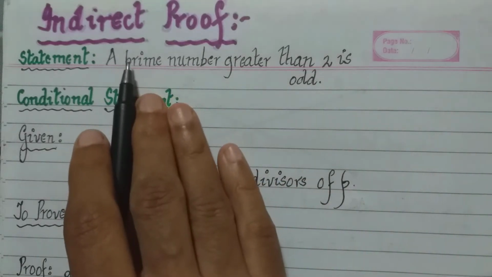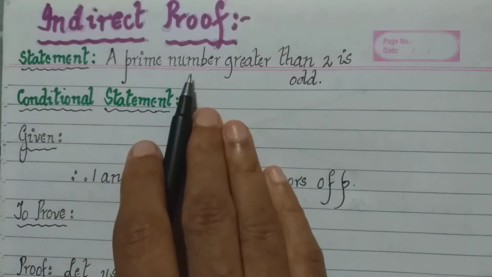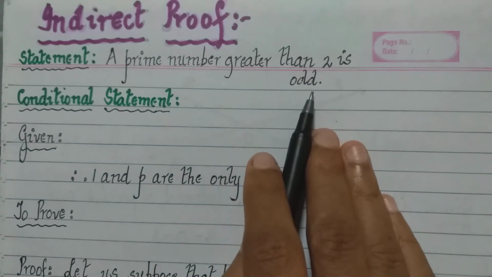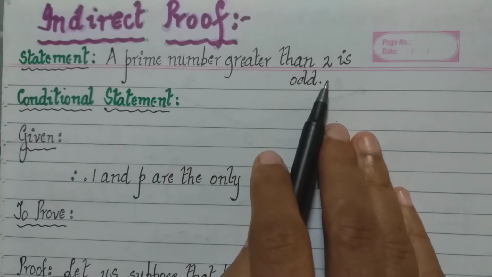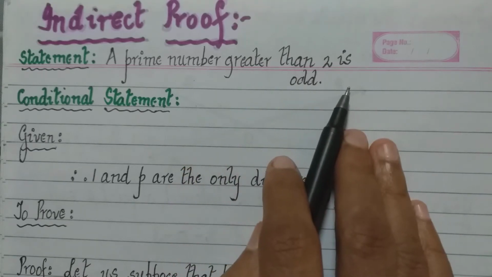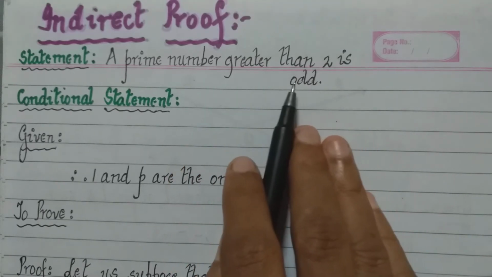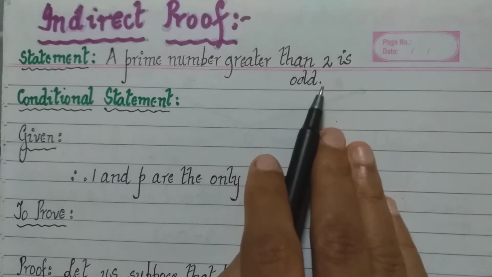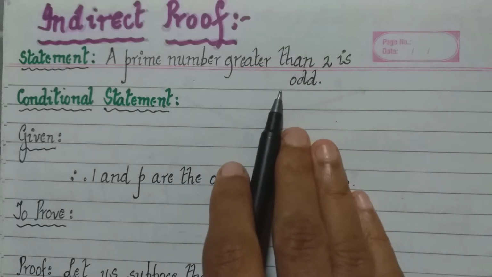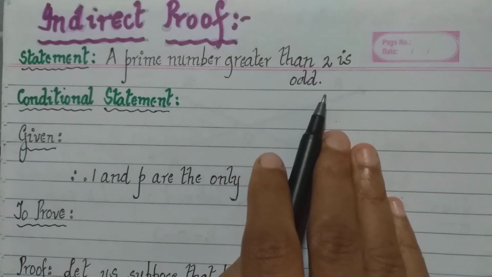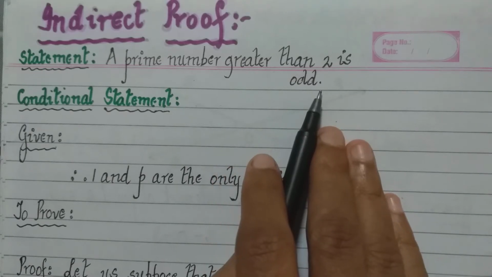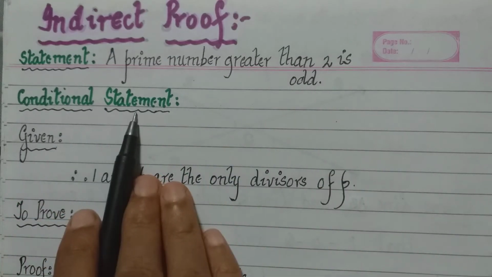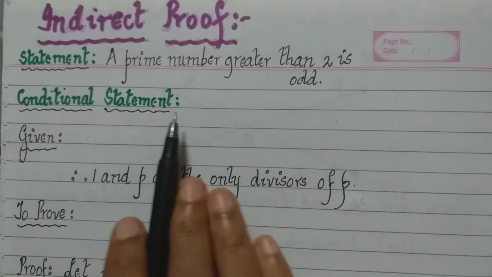Now in this theorem, the statement which is given to us is: a prime number greater than 2 is odd. Very clearly, when we state this, it is not a statement of geometry. It is just a statement which we are supposed to prove. So therefore we won't have a figure here. Once a statement is given to us, we convert it into a conditional statement.